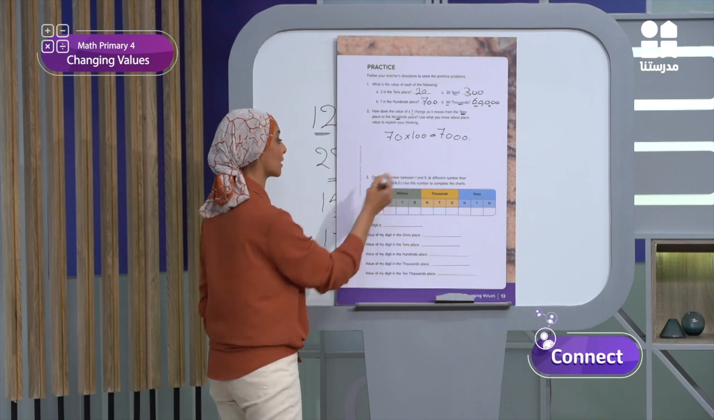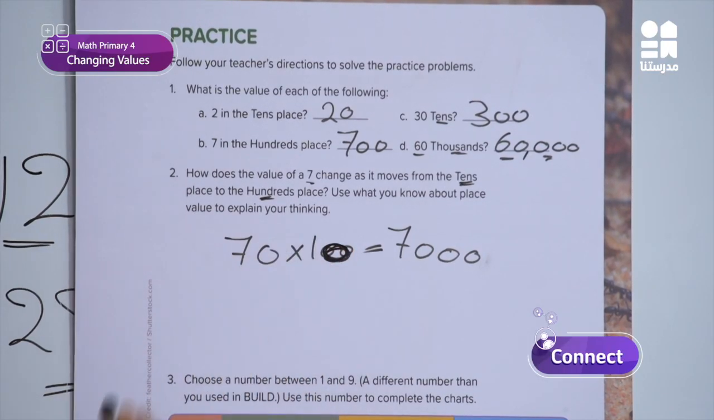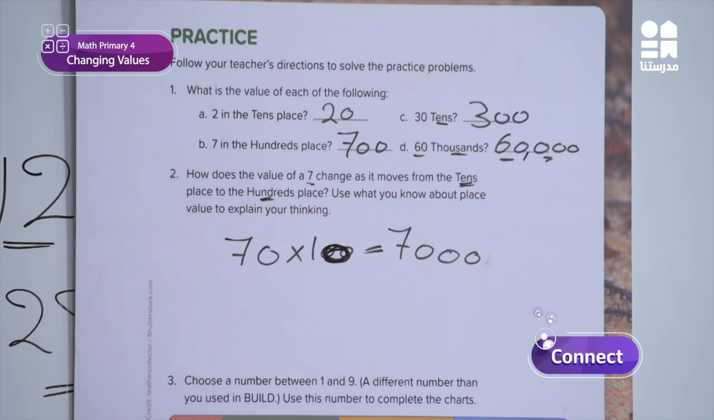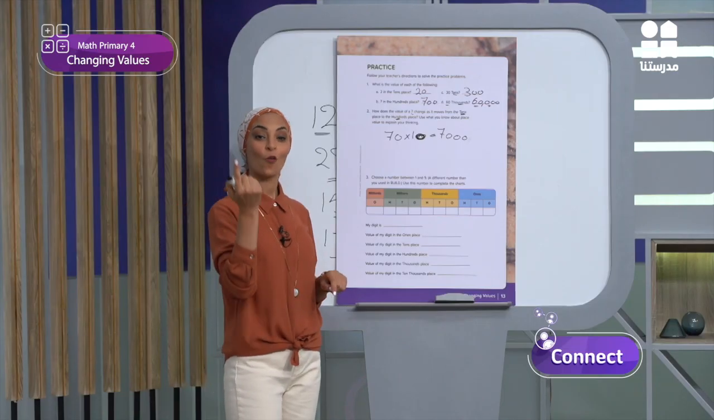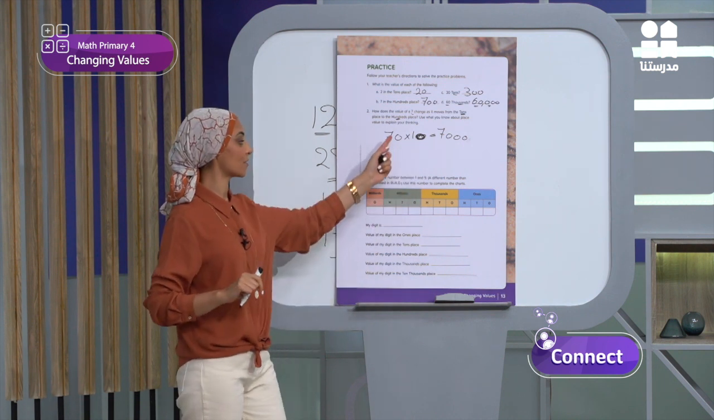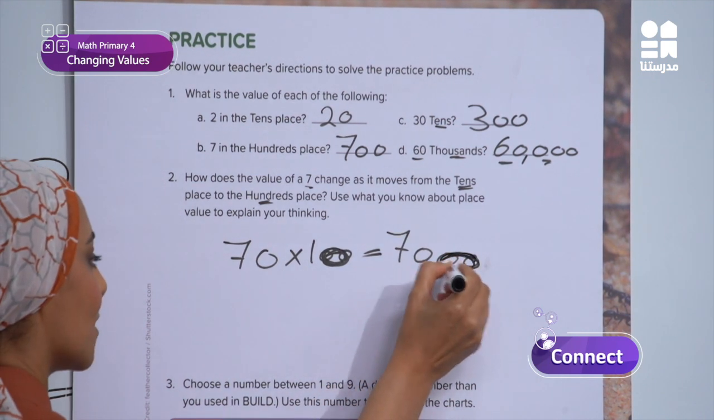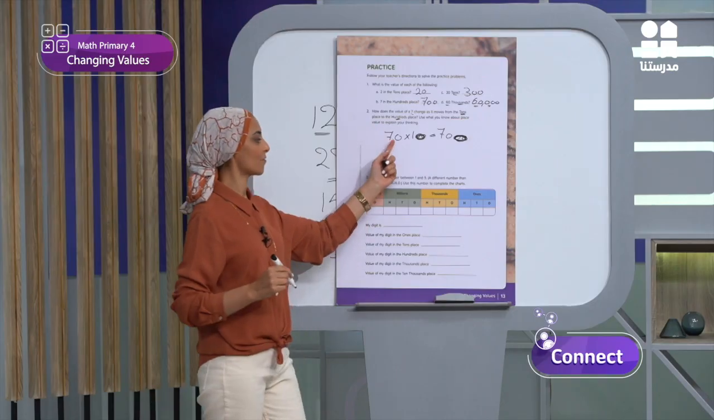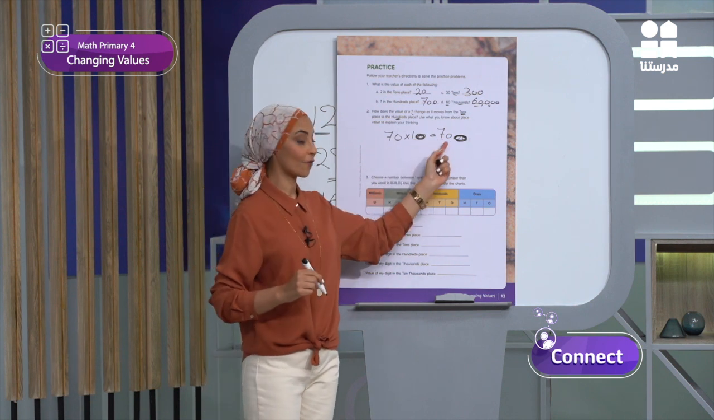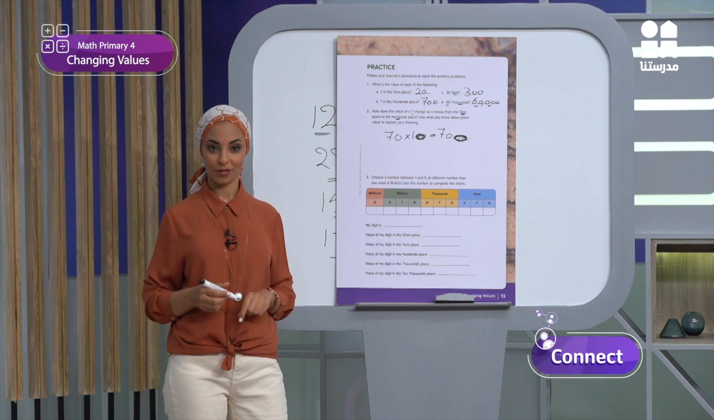Okay, now look, moving from the 10th place to the 100th place, is it times 100 or times 10? Is it right? No, I should make 70 times 10. Why should I make 70 times 10? Because, as I said, moving one place to the left is times 10. So, 70 times 10 equals what? Yes, it equals 700. Why? Because we move only one place to the left.